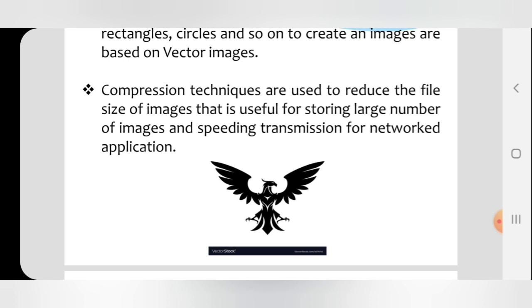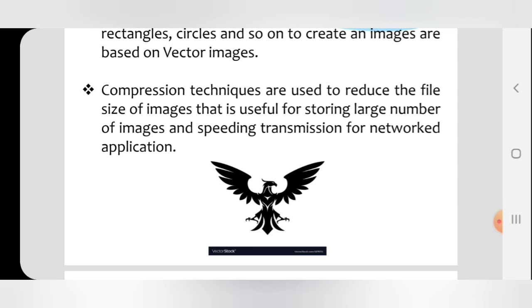Compression techniques are used to reduce the file size of images. So if you capture a snap in a mobile phone or digital camera, it takes more file size, the file size is also very big. But vector images are used to draw pictures and it reduces the size of images. That is useful for storing a large number of images and speeding the transmission for network applications.